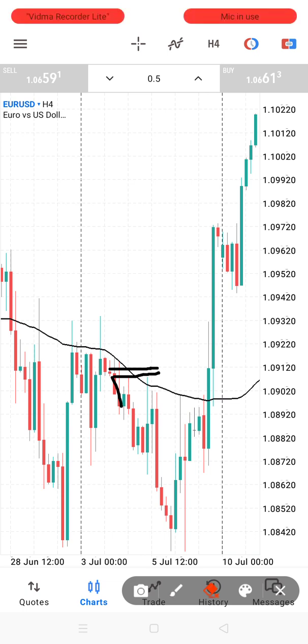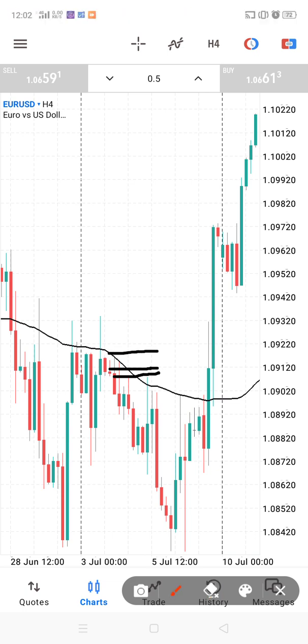Okay, let me clear the last line. Okay, then what we need to do is to put our stop above the indecision candle right here, and we're gonna be entering on the open that has been tested.